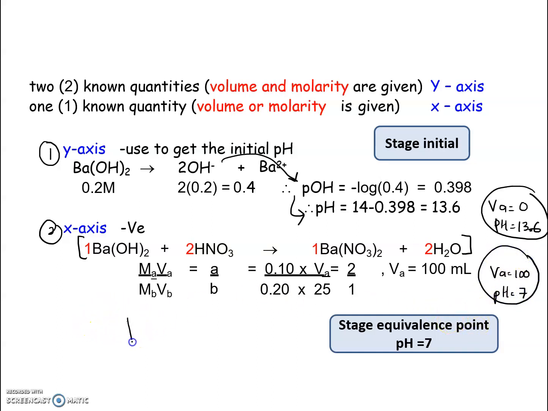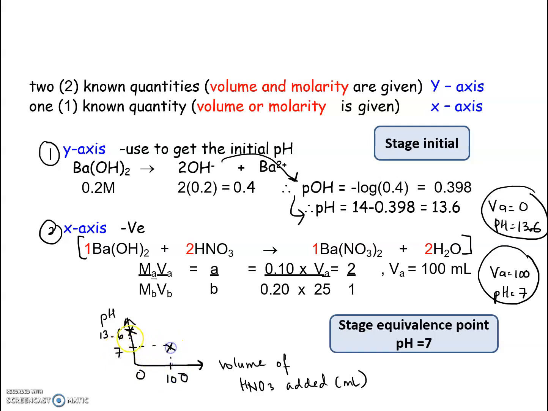So to plot, here is pH, and this is the volume of nitric acid added in ml. Plot the first stage, initial: 0 ml and pH 13.6. That is the first plot. Second, at the equivalence point, 100 ml, pH 7, second plot, and then draw the titration curve. Then mention that 7 here is the equivalence point.